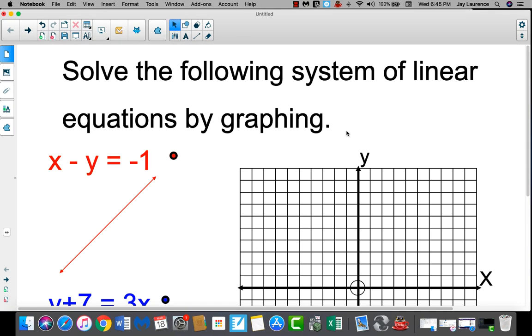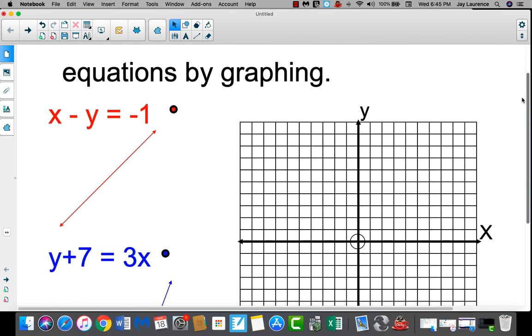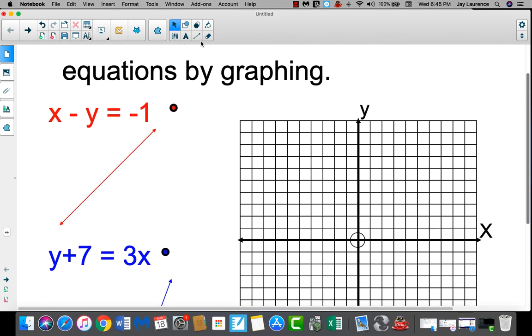Mr. Lawrence here, and today we are going to be solving systems of linear equations by graphing. We talked yesterday about how to find out how many solutions there were to the system. Today we're going to solve by graphing. Now, you see I've got some things prepared here. I'm just going to get them out of my way.